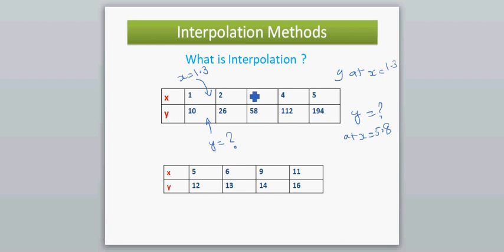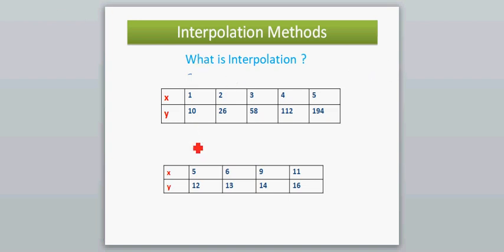So basically there are two types in this interpolation methods you need to observe, that is equal interval interpolation methods and unequal interval interpolation methods. What do you mean by equal interval and unequal interval?